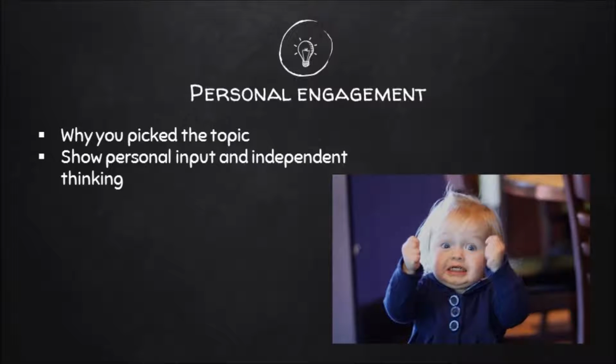Personal engagement is the first criteria, and this is where you justify and explain why you picked the topic. Show that you're curious about the topic by maybe putting in a short story explaining your interest in the topic. You also have to show personal input and independent thinking, so you would have to make your own diagrams of the data and use your own interpretation of the data for your analysis.